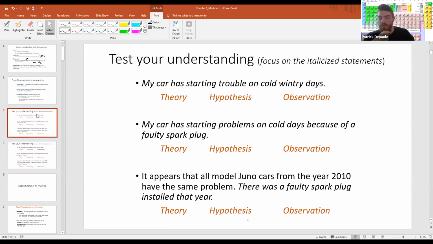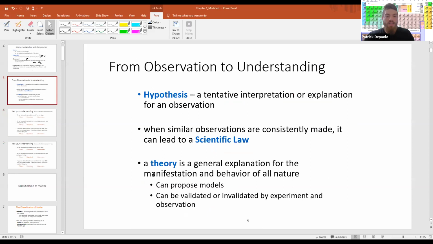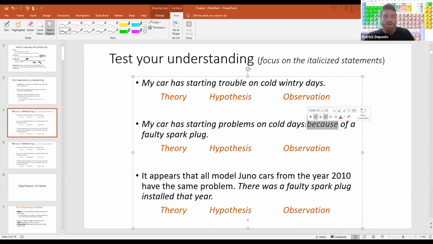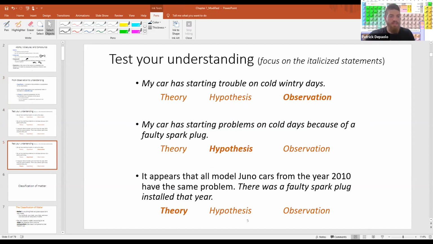Now, a theory, what do we know? A theory is a general explanation of why something occurs, of why the behavior is, and it can be validated. So I guess that's why your car has trouble starting, but you didn't do any experiments to see it has a faulty spark plug. That's your hypothesis: the reason why it's happening could be a faulty spark plug.